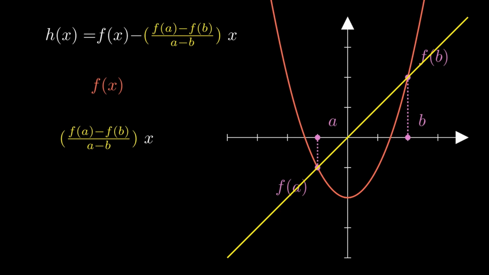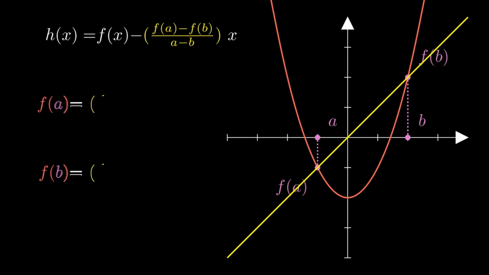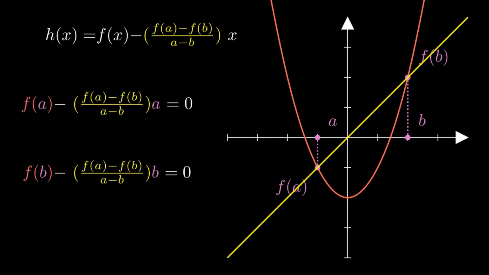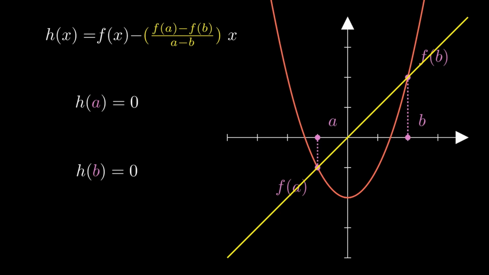Looking at our graph, we can see that these two functions intersect at the values of a and b. This allows us to write these two equations. Now we can move everything to the same side of the equation and get this as a result. The key observation to make here is that these two equations are equal to h of a and h of b respectively. Thus, we know h of a and h of b are both equal to 0.